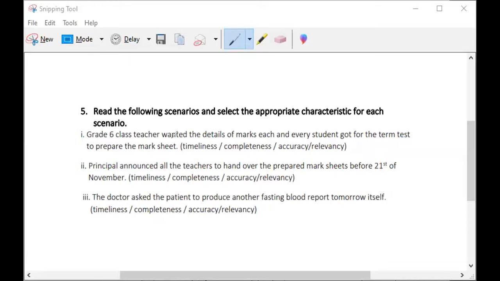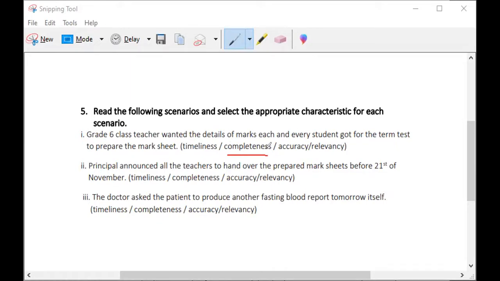The Grade 6 class teacher wanted the details of the marks each and every student got for the term test to prepare the mark sheet. Now, to prepare the mark sheet, you need each and every student. Suppose you have 40 students and you are getting only 30, then that mark sheet is totally wrong. So the appropriate characteristic is completeness.